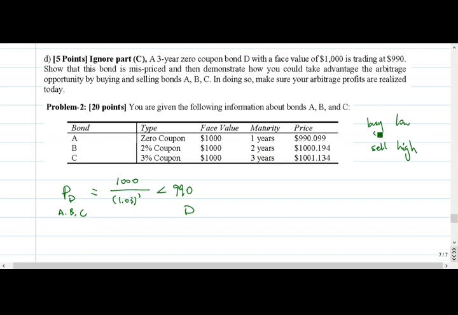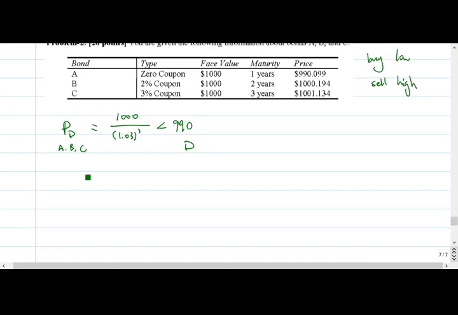So buy low and sell high. So you want to buy a combination of ABC and you want to sell D. So that's our strategy. Let's try to make it work. So you want to sell D and you want to buy some combination of ABC. Let's say buy X units of A, buy Y units of B, and buy Z units of C.